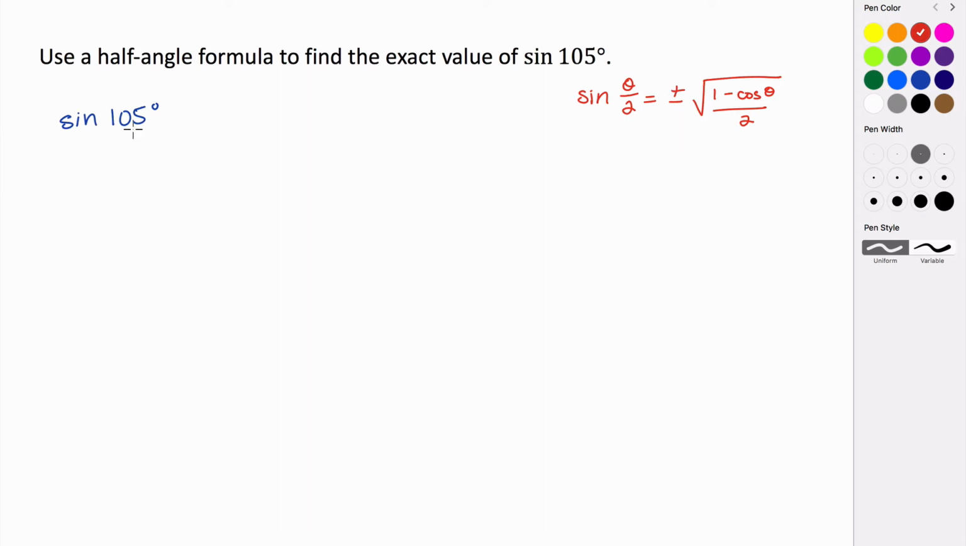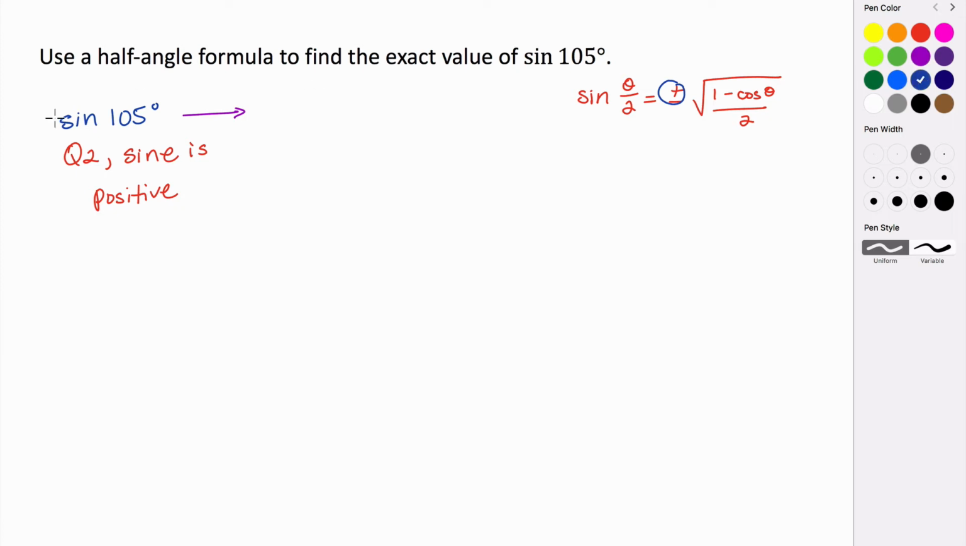And that is all dependent on whatever our angle is and whether the function that we're trying to evaluate at that angle measure is positive or negative. So 105 degrees is an angle measure in quadrant 2, and in quadrant 2 the sine is positive. So that means that we're going to be using the positive version of this formula. So let's go ahead and use the half angle formula.